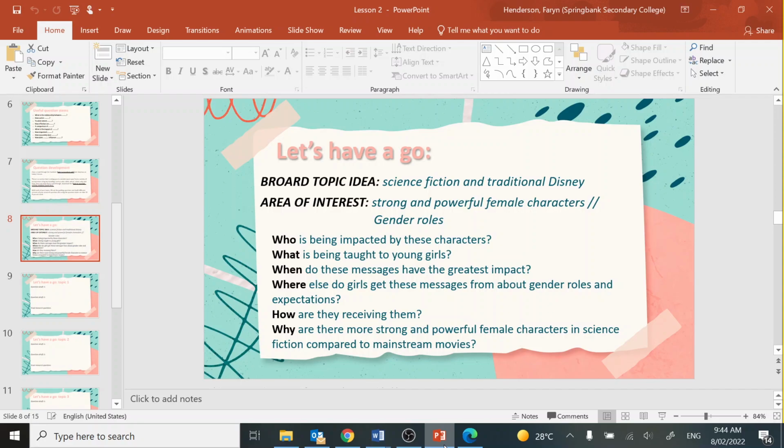What do girls get these messages from about gender roles and expectations? That's getting back to what I was saying. How are they receiving these messages? Is it just passively through watching these movies? Are they then reinforced by what's happening in the home, to really enforce that idea? Why are there more strong and powerful female characters built into science fiction as compared to mainstream movies and or Disney films? Although that has recently made a very strong switch, which is really nice to see. But if we look at traditional Disney, not so much.